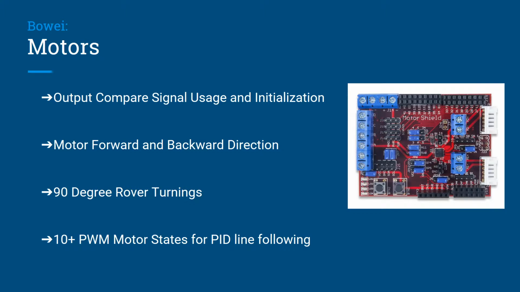A primary feature that both the rovers have is the ability to use their motors with multiple PWM states for PID line following. We utilized the chipKIT motor shield and the output compare signals so that we could move the motors in different directions, such as forward and backwards, to do 90-degree rover turns and also 0-degree turns where one wheel is going forward and one is going backwards. This was crucial to our design such that we can follow the line accurately, turn at right angles, and continue to the end of the maze.